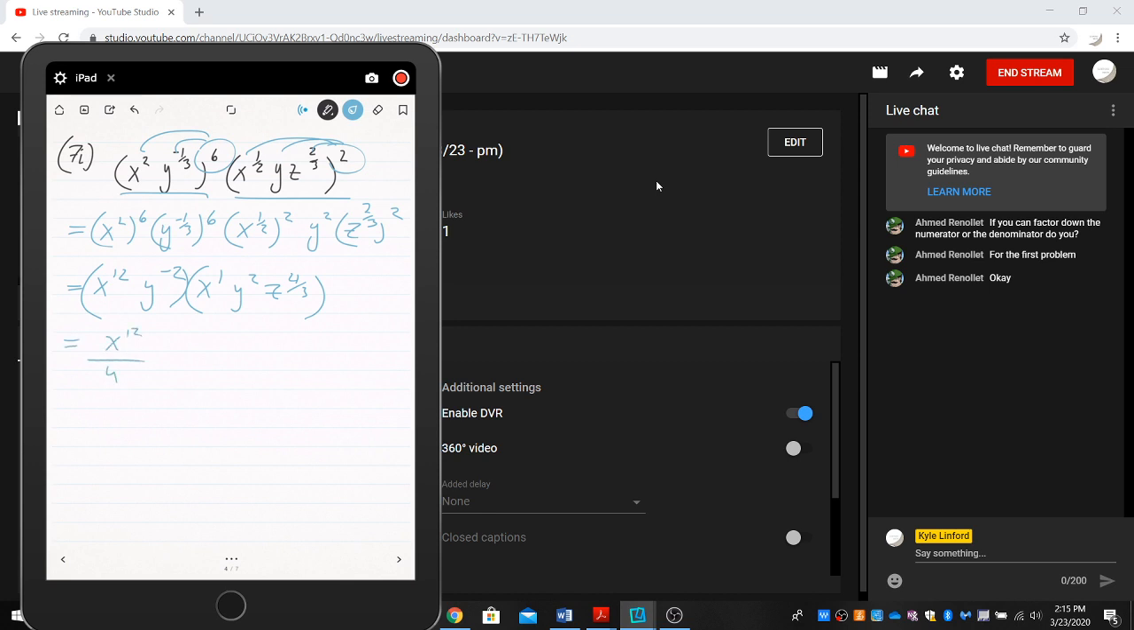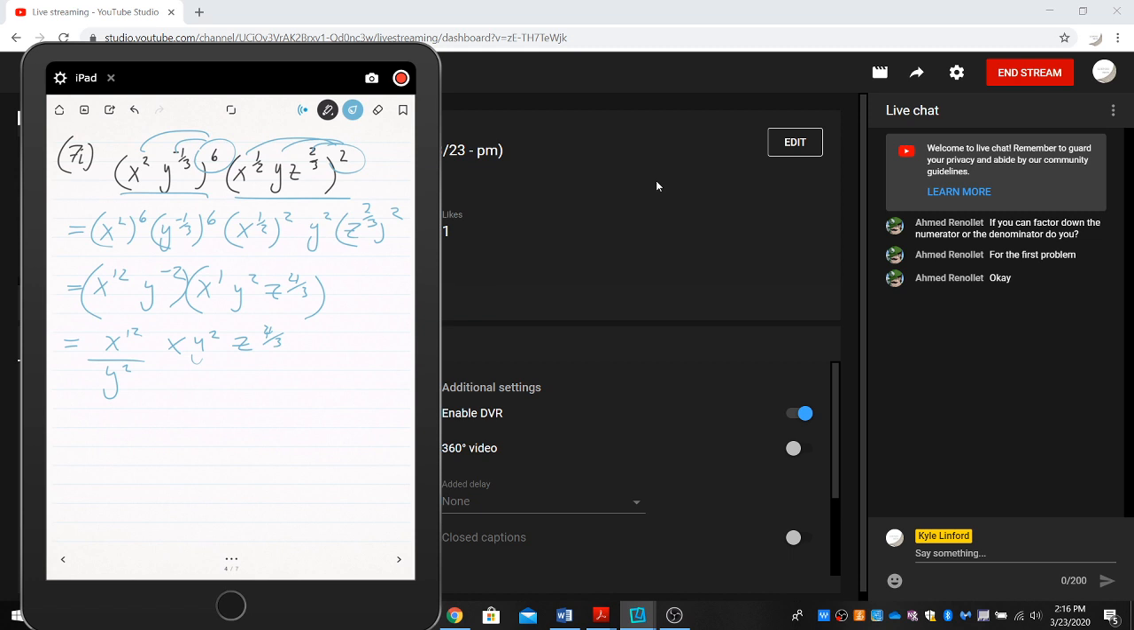So x to the 12 over y squared. Remember, negative exponents mean you write the term that the negative exponent is attached to on the opposite side of the fraction line. And then we're multiplying that by x to the first, y squared, and z to the 4/3.